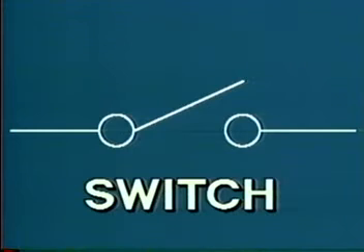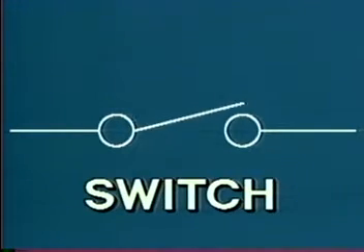Here is the symbol for a switch. An open switch indicates that the circuit is not complete, and consequently no current can flow. Whereas a closed switch indicates that the circuit is complete, and current can flow through it. This is the symbol for a light bulb or lamp.